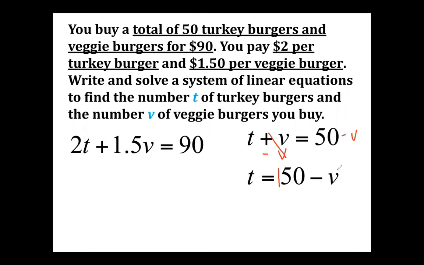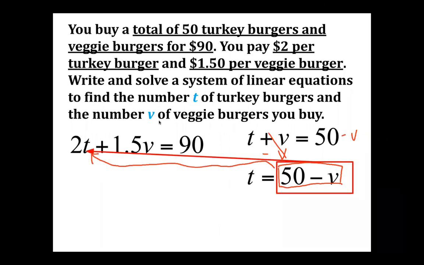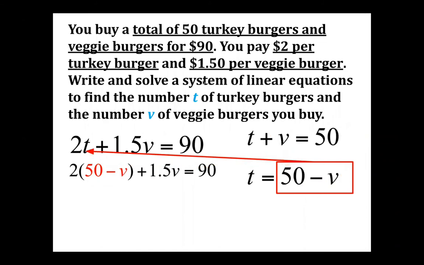So I'm going to plug in this expression 50 minus v, which is our t value in this case, into our other equation as the t value. So we would have 2 times (50 minus v) plus 1.5v equals 90. Now you can simplify your equation. First, I'm going to distribute 2 into the expression inside the parentheses to eliminate the parentheses. So 2 times 50 would be 100, and then minus 2v, since 2 times v would just be 2v, plus 1.5v equals 90.